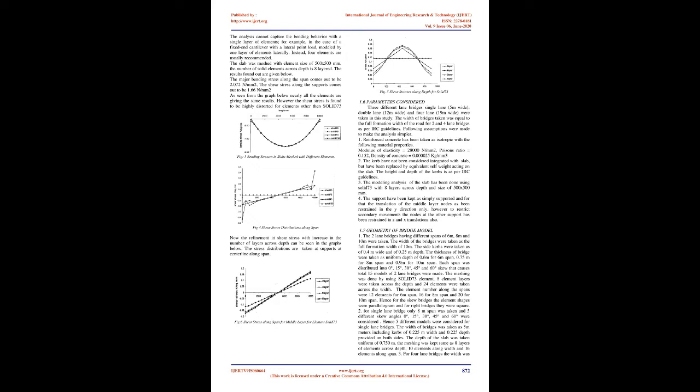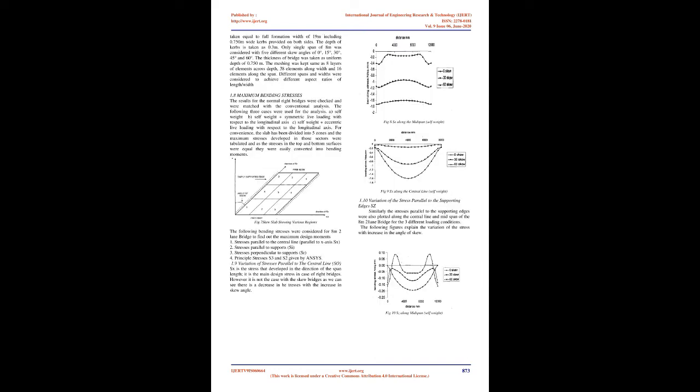SOLID 45 is used for the three-dimensional modeling of solid structures. These elements are defined by 8 nodes having 3 degrees of freedom at each node, translations in the nodal x, y, and z directions. The elements have plasticity, creep, swelling, stress stiffening, large deflection, and large strain capabilities. The analysis cannot capture the bending behavior with a single layer of elements, for example, in the case of a fixed-end cantilever with a lateral point load, modeled by one layer of elements laterally. Instead, 4 elements are usually recommended.